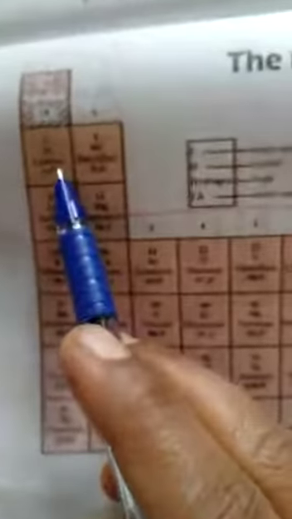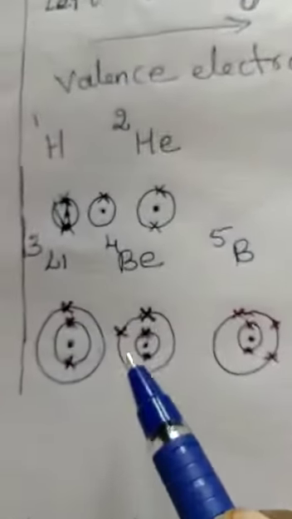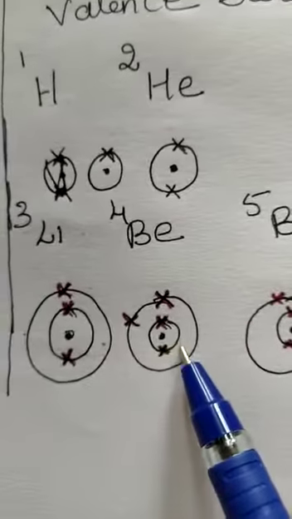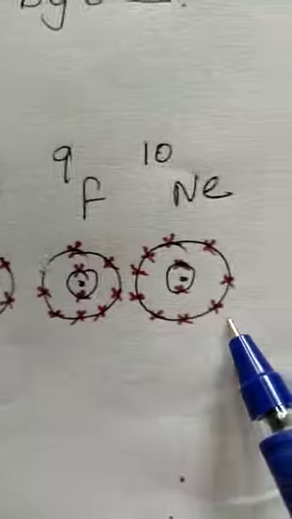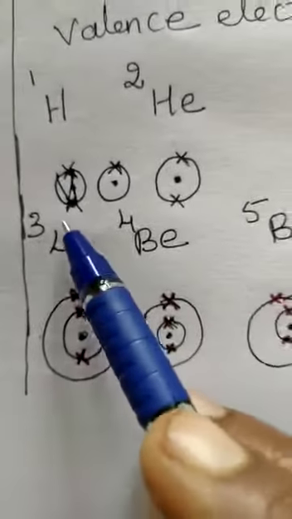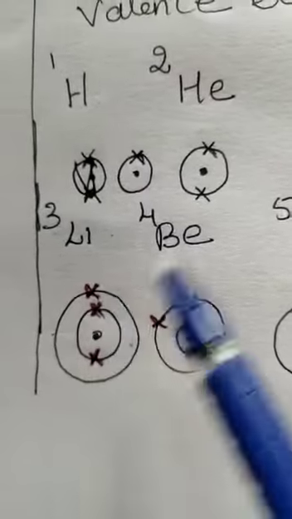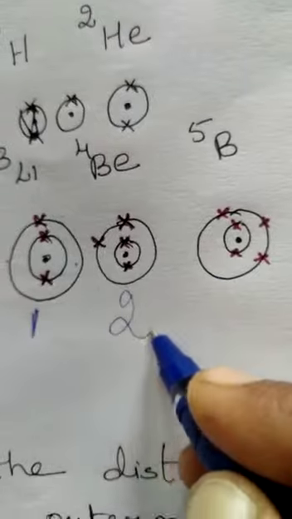I have written the second period: lithium, beryllium, boron, carbon, nitrogen, oxygen, fluorine and neon. You see, the shells are the same for everything: only 2 shells. For lithium, the atomic number is 3, so 1 valence electron. Beryllium has 2 valence electrons.